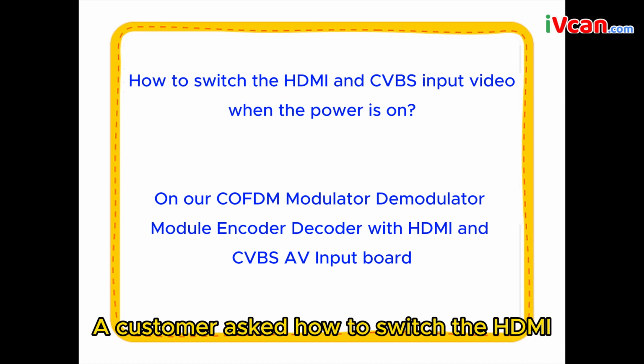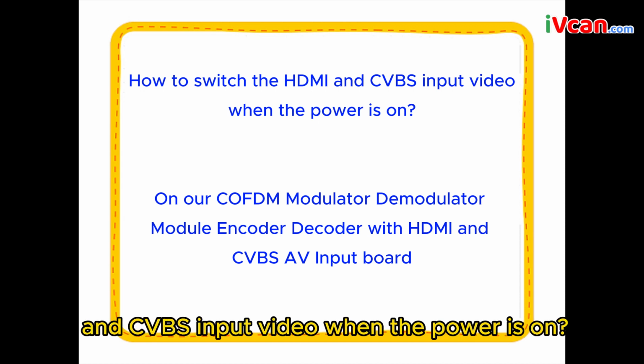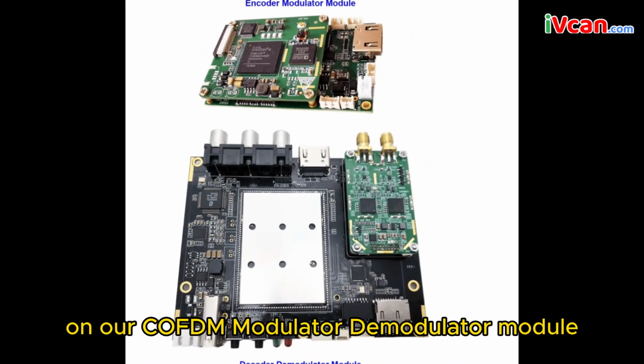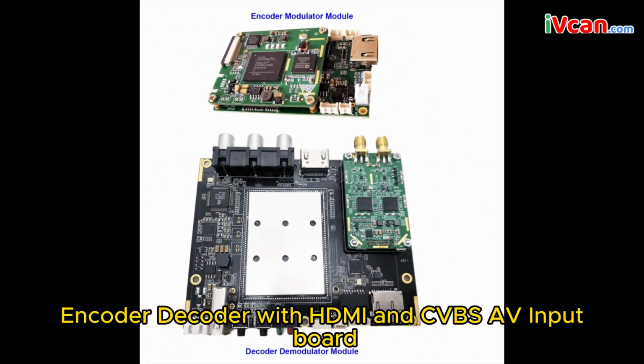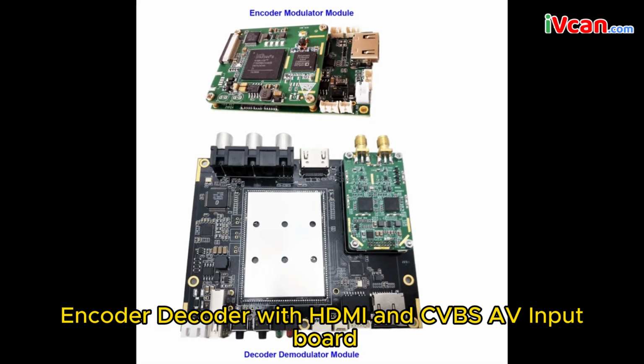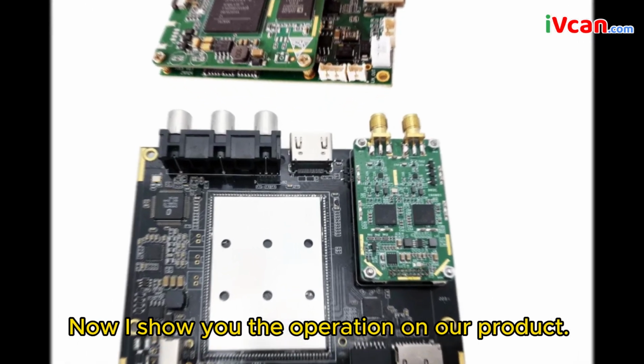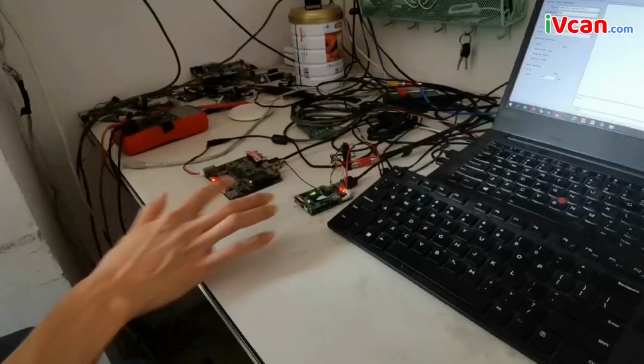A customer asked how to switch the HDMI and CVBS input video when the power is on our COFDM Modulator Demodulator module, Encoder Decoder with HDMI and CVBS AV input board. Now, I show you the operation on our product.